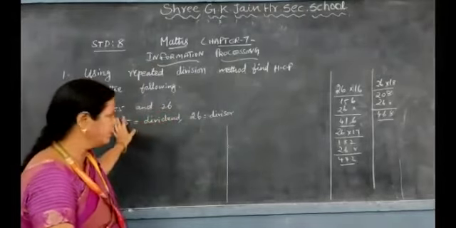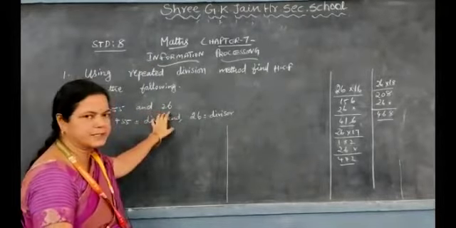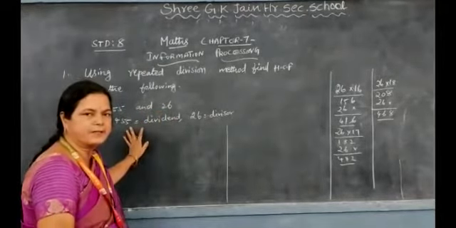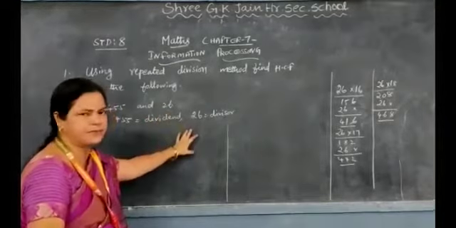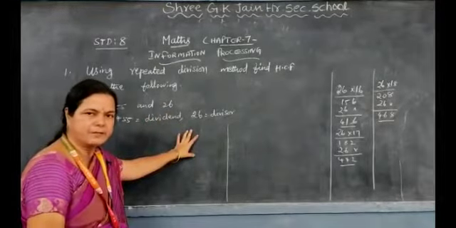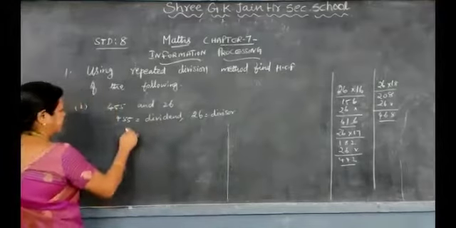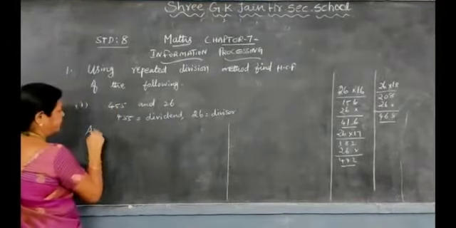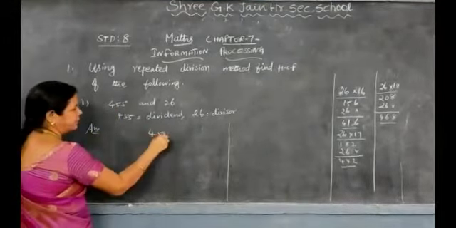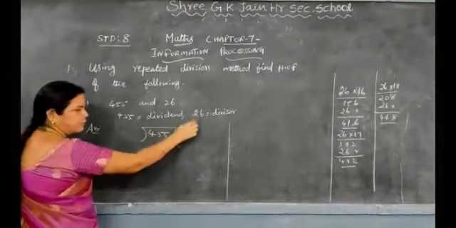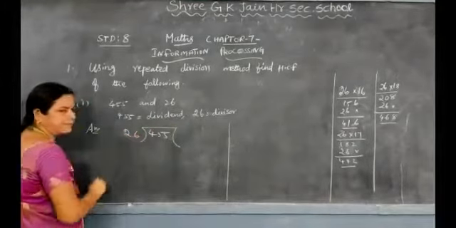Now what is given here? 455 and 26. Now we will take the biggest number as dividend and the smallest number as divisor in this. Okay, shall we do now? Yes, we will start. See here, 455, you are taking that as the dividend and the smallest number, take that as the divisor.